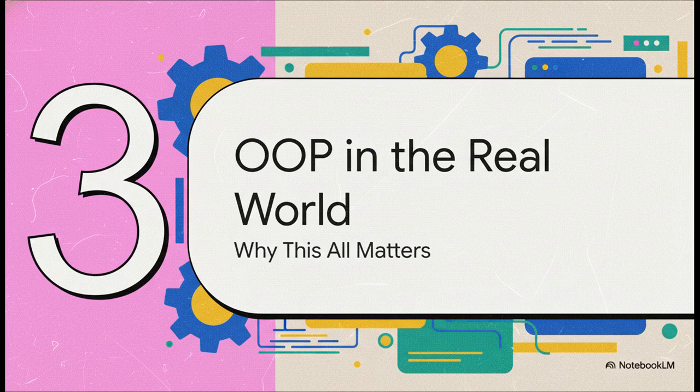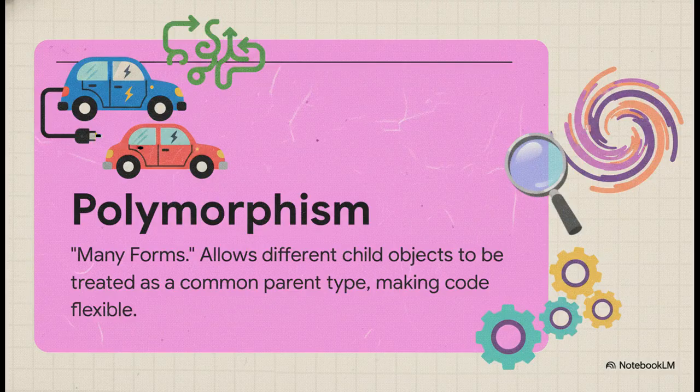Okay, this is all great in theory, but where does this stuff actually show up? Let's talk about why this all really matters when you're writing real code. One of the biggest benefits is a fancy-sounding concept called polymorphism. It literally just means many forms. And what it means for us is this. Since an electric car is a type of car, we can treat them the same way in our code. Imagine you have a function called refuel. If you call it on a regular car object, it adds gas. But if you call that exact same function on an electric car object, it could recharge the battery. Same action, different behaviors. This makes your code incredibly flexible.